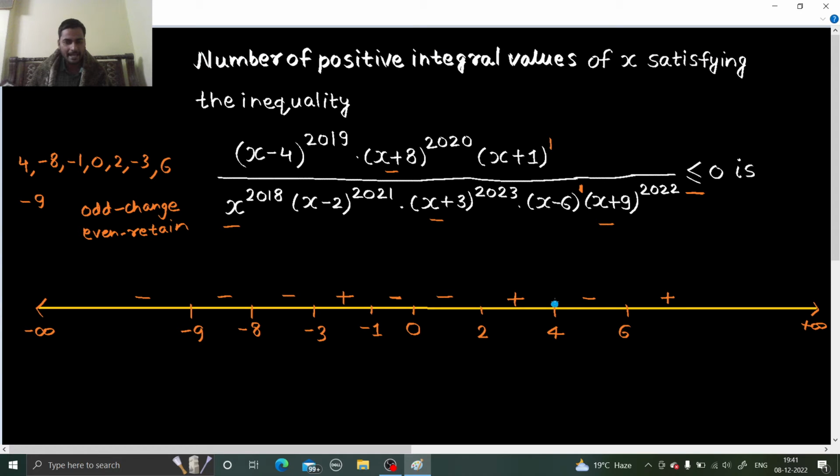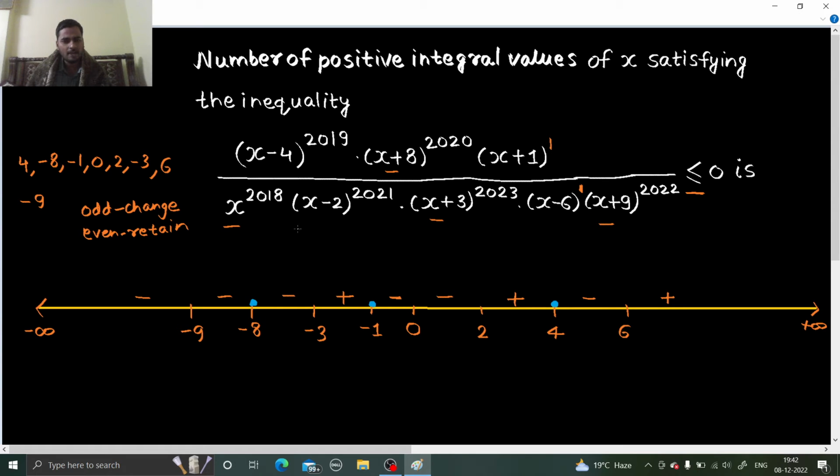Then we have -8. Again, x equals -8 makes the numerator, and so the overall expression, equal to 0. So -8 will again be included, and -1 will be included too.